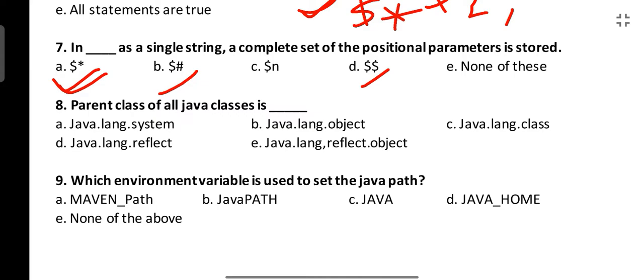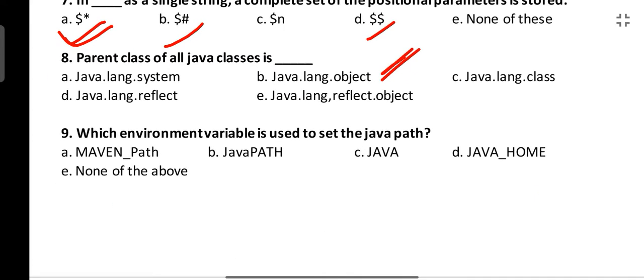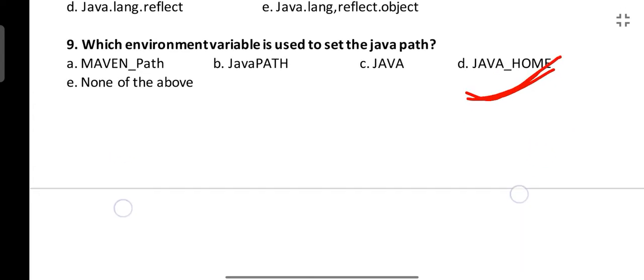So the parent class of all Java classes is, we know, java.lang.Object. B is the correct answer. This is a very simple theoretical question. Next is, which environment variable is used to set the Java path? So we use JAVA_HOME. So D is the correct answer.